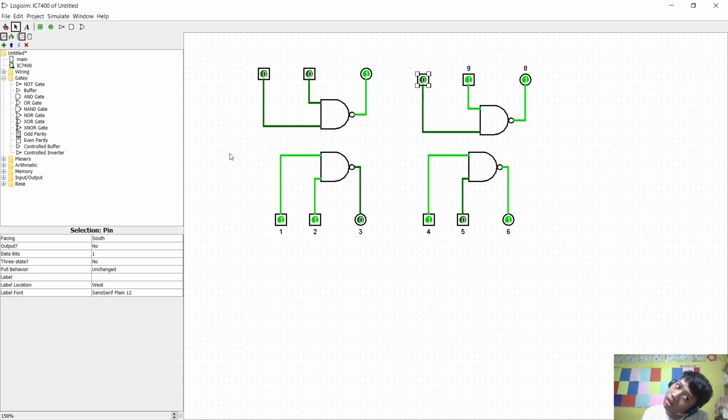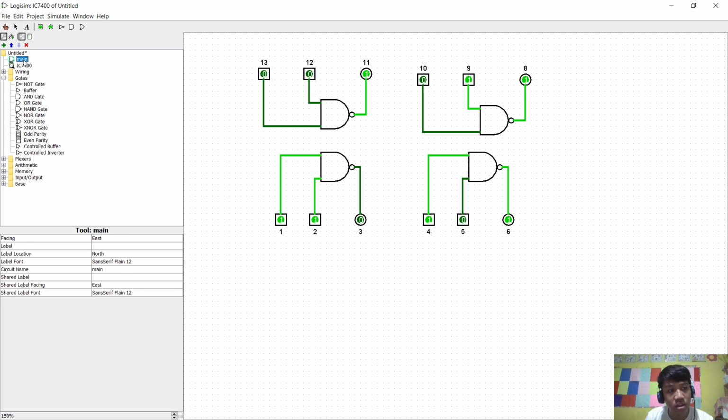And this will be, excuse me, the 10th pin. We place here north. 11 north. 12 north. 13 north. And there you have it. We have completed the inner IC.